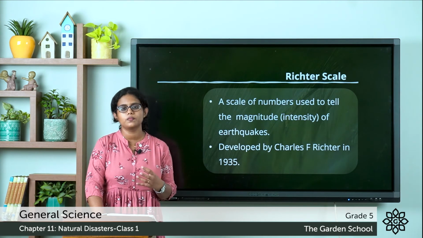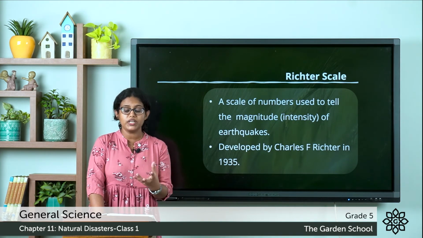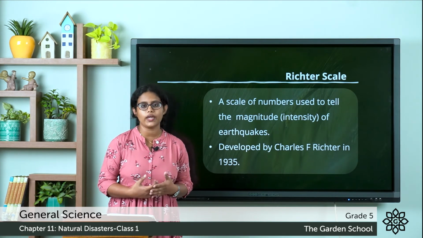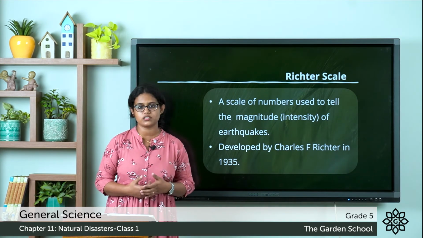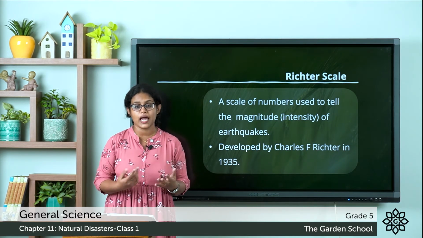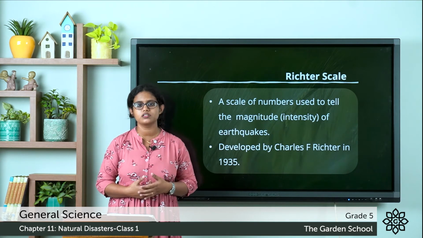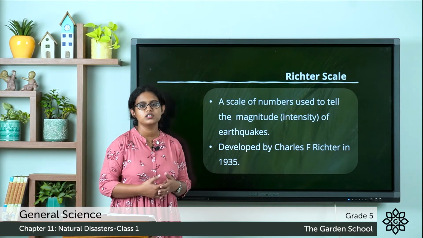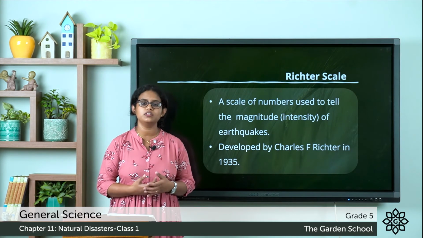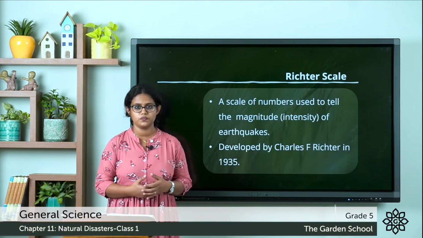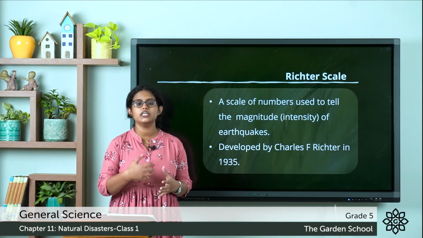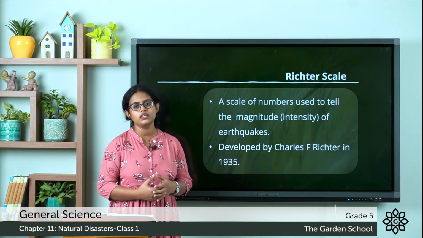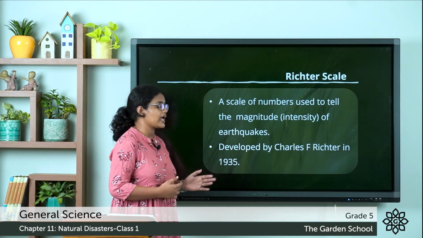A Richter scale reading of 7 means that the earthquake is very powerful. A powerful earthquake can give rise to powerful waves, and these waves can damage buildings, roads, bridges, etc. And what happens when buildings collapse? It can cause damage to the life of people as well as to their property. So the intensity of an earthquake is measured on the Richter scale, which was developed by Charles F. Richter in the year 1935.